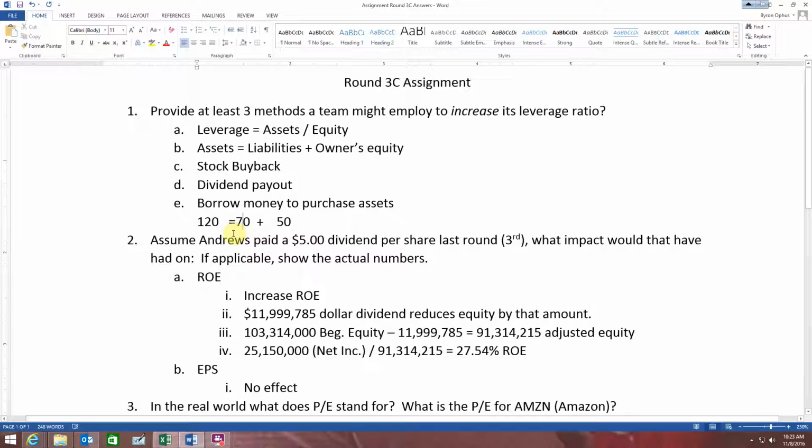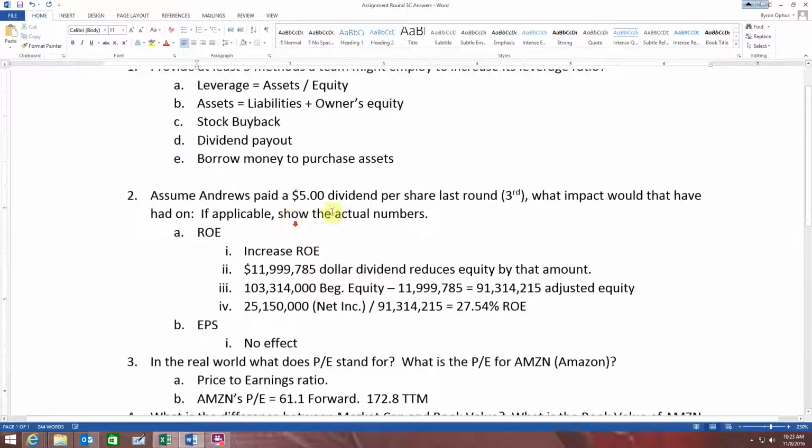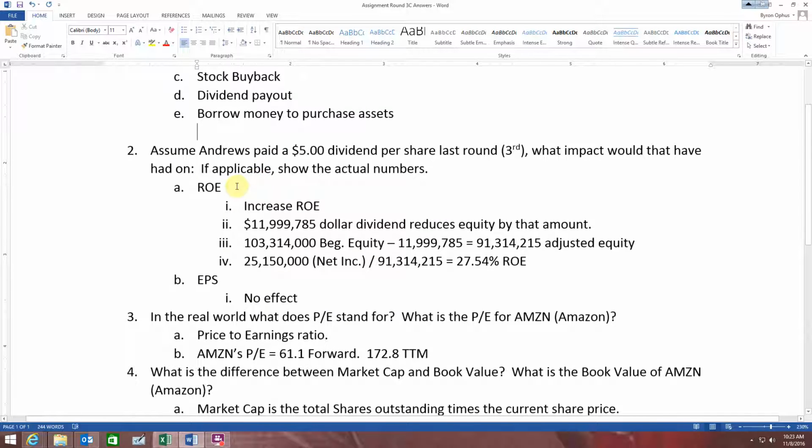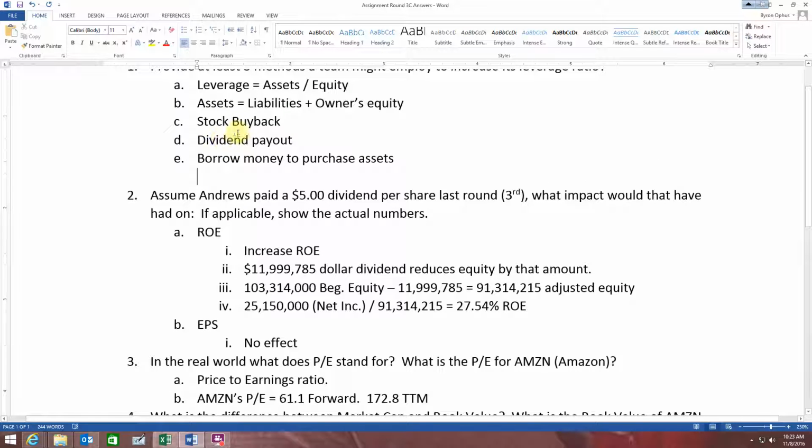There we go. But now what's my ratio here? Now I've got 120 in assets and 50 in equity, and so again, it's 2.4. So I've increased my leverage ratio, maybe to a point that's not good. I don't know. Again, it would depend on the game, what the round of the game is, and all those other things. There might be some other answers here. Those are the three that I thought up off the top of my head.